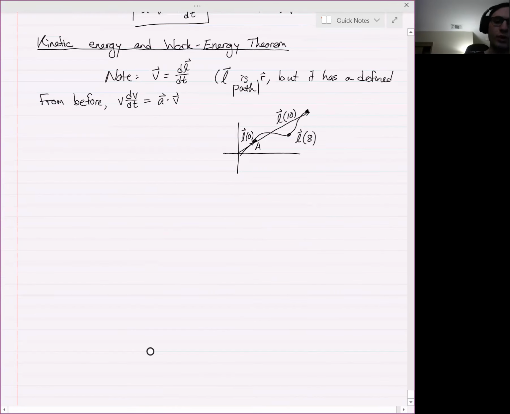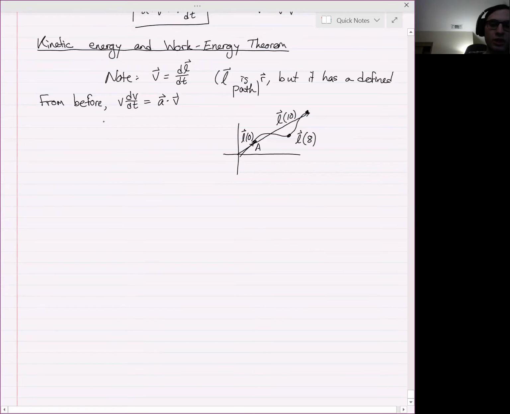And so I'm going to do something that you're not allowed to do usually. That implies that we have v dv/dt equals a dot dl/dt. So far, so good. This is all allowed. And then I'm just going to cancel out the dt's. Sue me. And I'm going to multiply by m, the mass of the thing that's moving. We have mv dv equals ma dot dl.